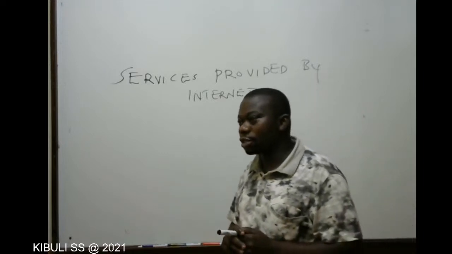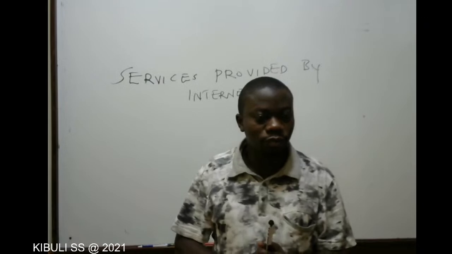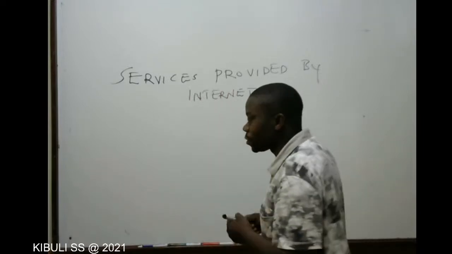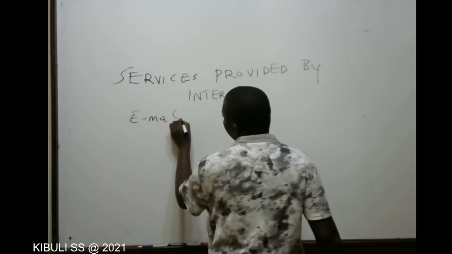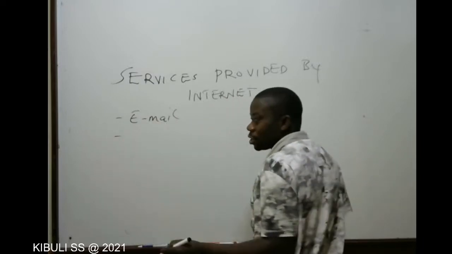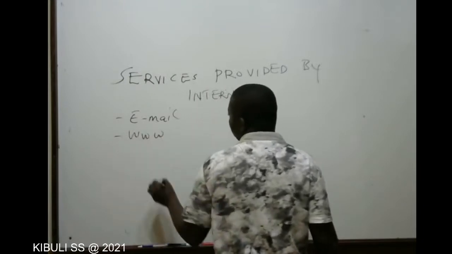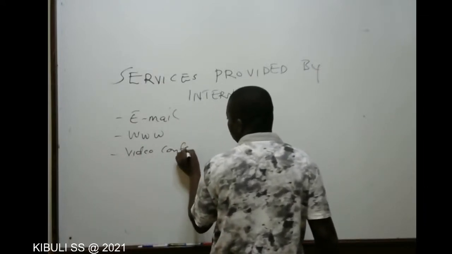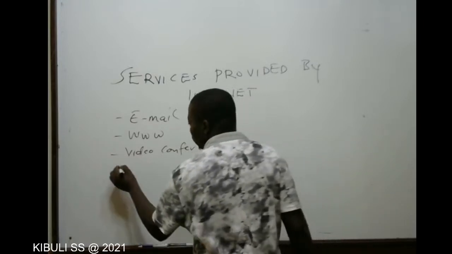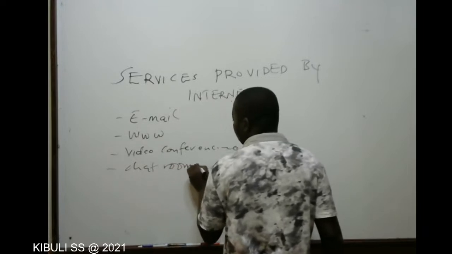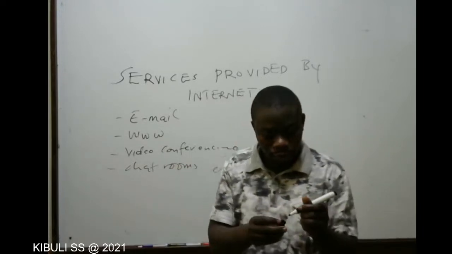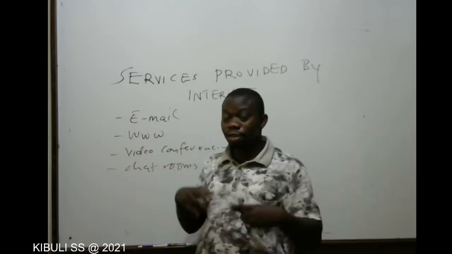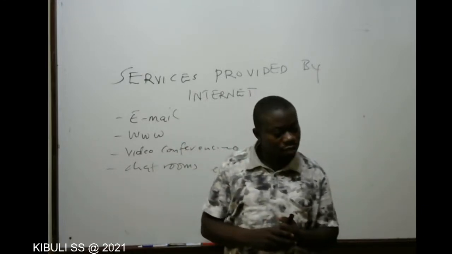We learned that we have a number of services that we get because of internet connection. In that way, we learned that we have email as one of the major services. I told you that we have some other services such as the WWW, the World Wide Web. We have video conferencing. We have chat rooms, etc. and some other services that we enjoy because of internet connection. Such services are available. In case we don't have internet, we are unable to access them.